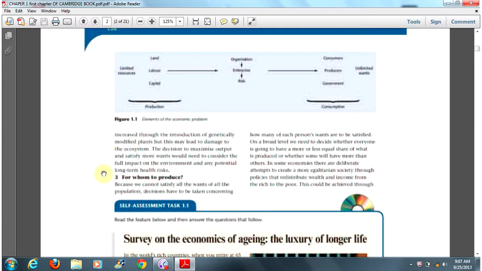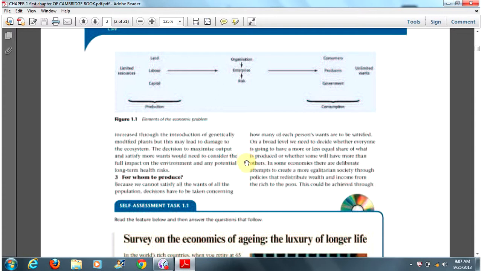For whom to produce? Because we cannot satisfy all the wants of all the population, decisions have to be taken concerning how many of each person's wants are to be satisfied. On a broad level, we need to decide whether everyone is going to get a more or less equal share of what is produced, or whether some will have more than others.